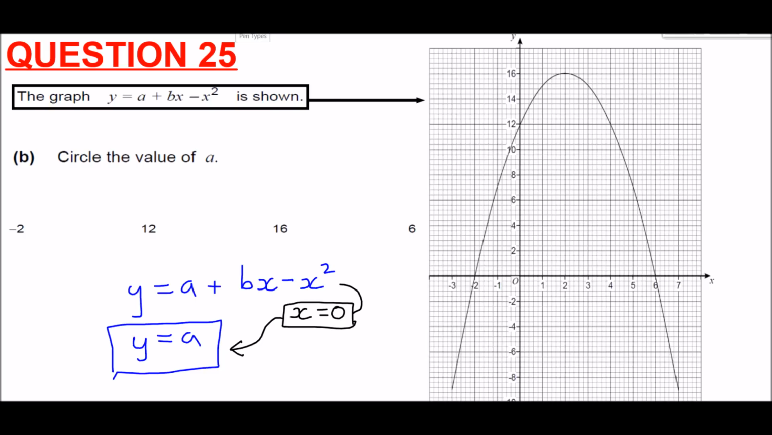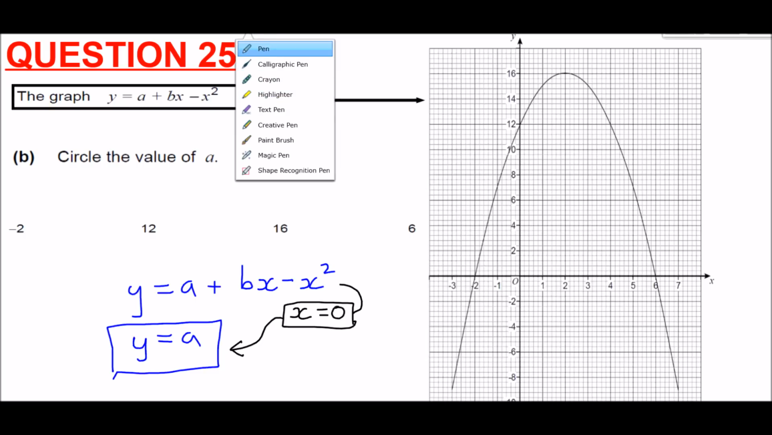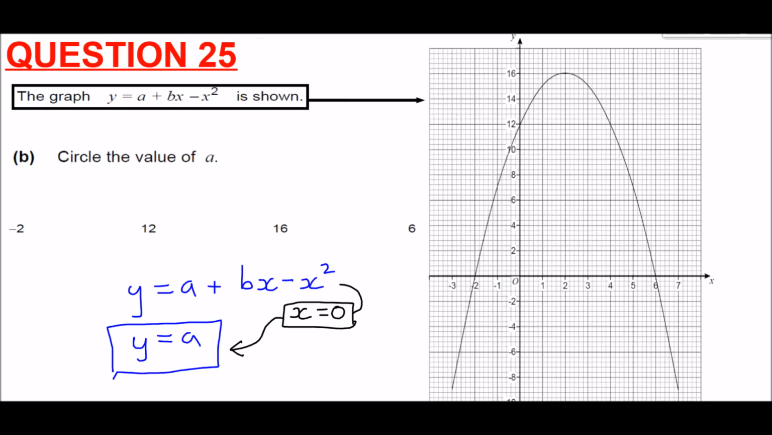And so just as I've said, if we choose x to be 0, we just highlight the bit on the graph where x is 0. Here, x is 7, 6, 5, 4, 3, 2, 1. X is 0 all the way up and down the y-axis. And so the line x equals 0 is actually the same thing as saying it's the y-axis.